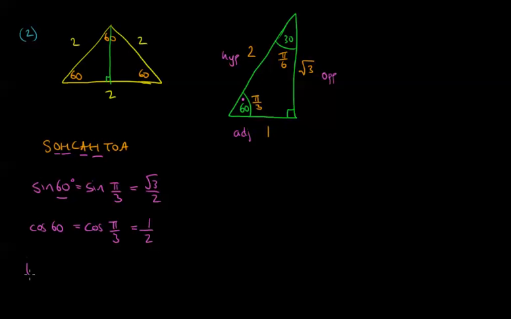Right, and last one, tan 60, tan of pi over 3. Tan is opposite over adjacent. Opposite is root 3, and the adjacent's 1, so root 3 divided by 1. Well, root 3 divided by 1 is just root 3, isn't it? Anything divided by 1 is just itself anyway. So tan 60, or tan of pi over 3, is just root 3. Okay, so there's one set of ratios you need to remember.